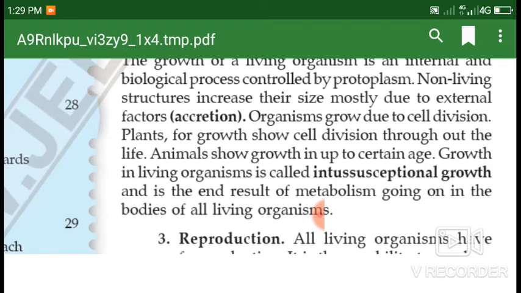So we know that accretion is nothing but growth from external factors. Organisms grow due to cell divisions, and living organisms especially grow by cell divisions, because as they grow, their cells start dividing and increase in number, and in this way growth takes place in living organisms.